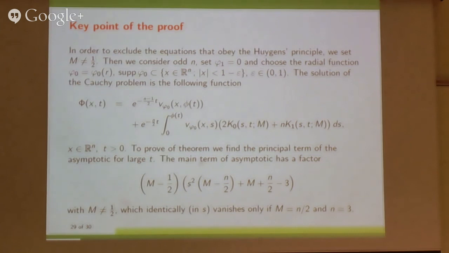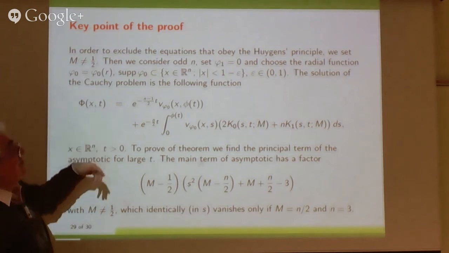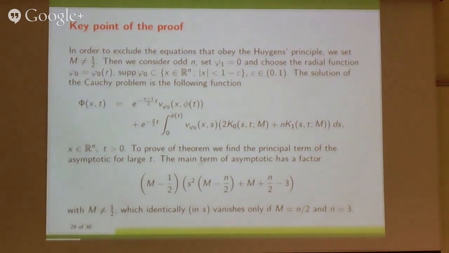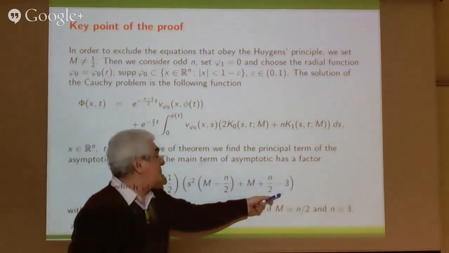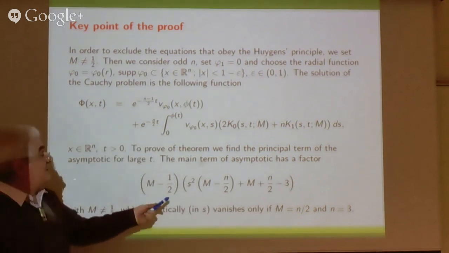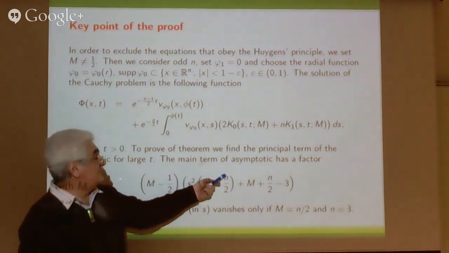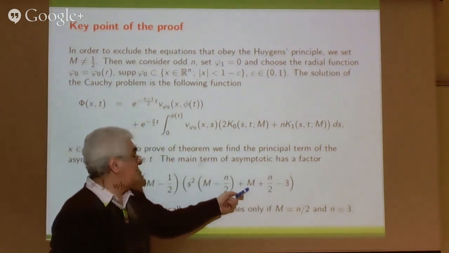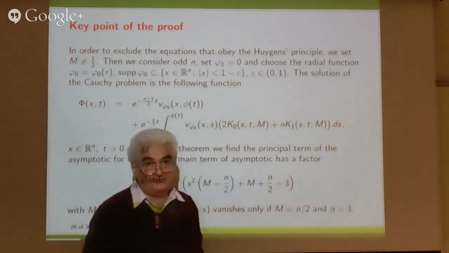Then what I did, I just looked at the solution, some asymptotics for large time, and it turns out that the principal term of the asymptotic is this one. And it must vanish for all possible s. From this, we got conditions. This must be 0, this must be 0, and then the conclusion is the dimension must be 3.